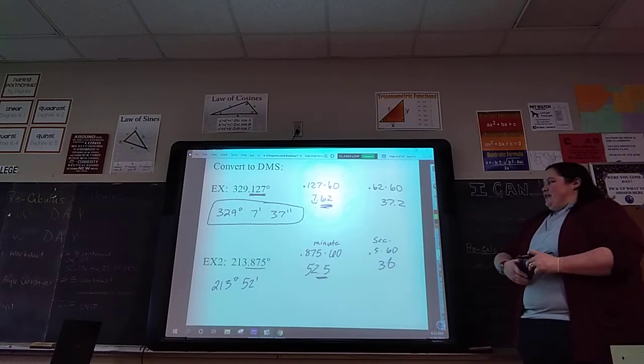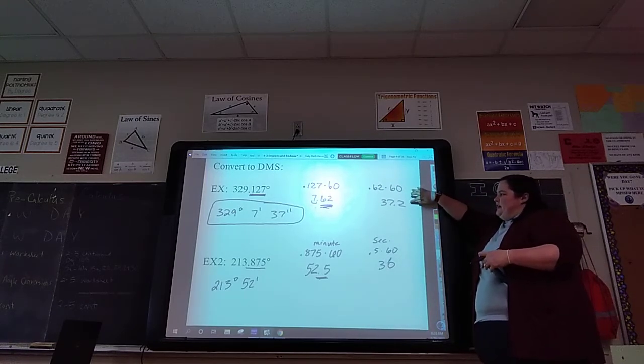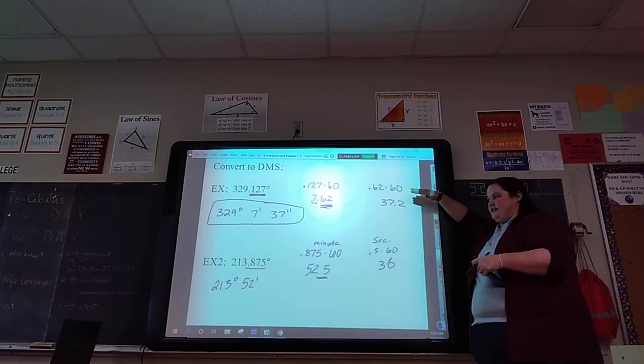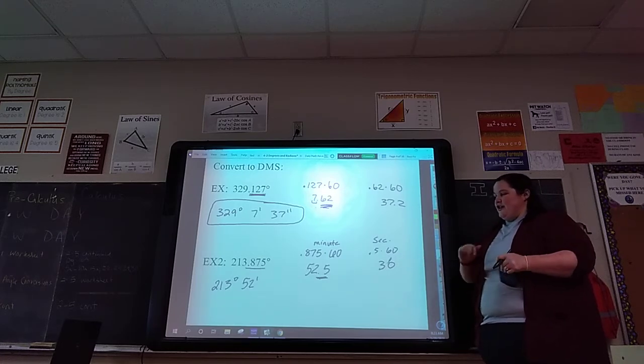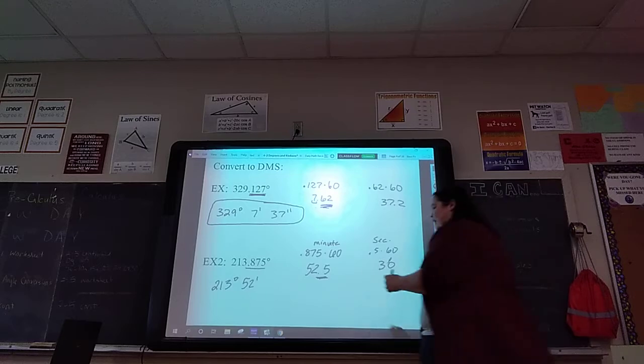Like I said, up here with this first example, we had a decimal after we converted it into a minute, so you just round to the nearest second. With this one, it was a nice whole number, so you don't have to worry about rounding. So we're just going to say it's 213 degrees, 52 minutes, and 30 seconds.